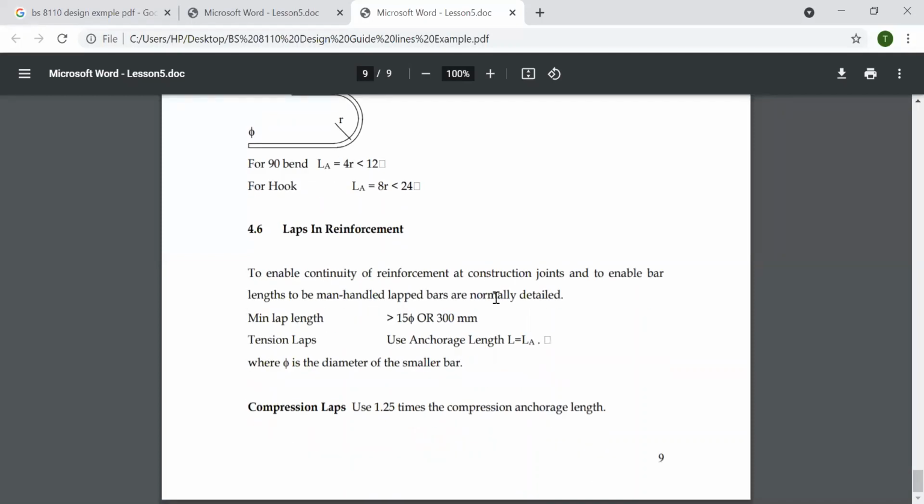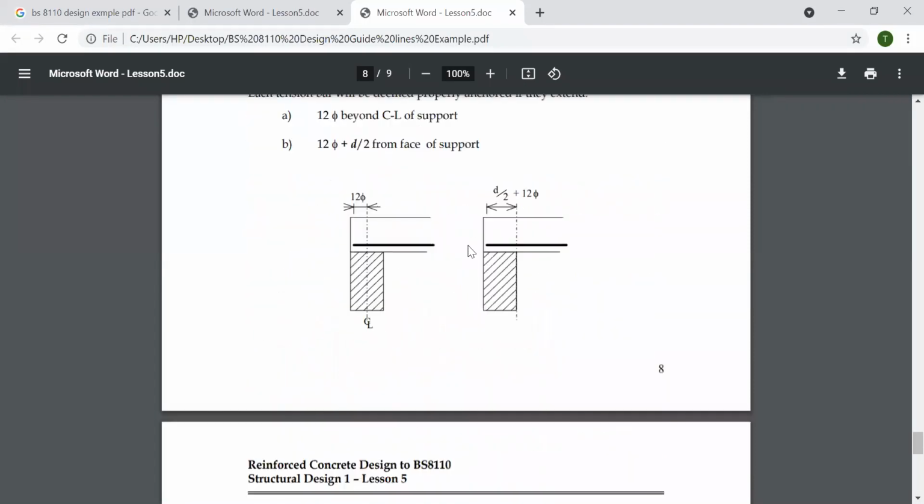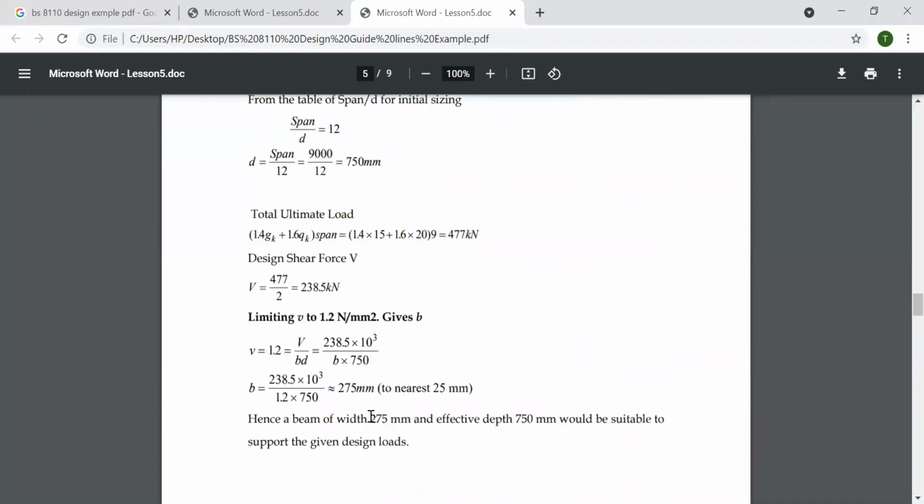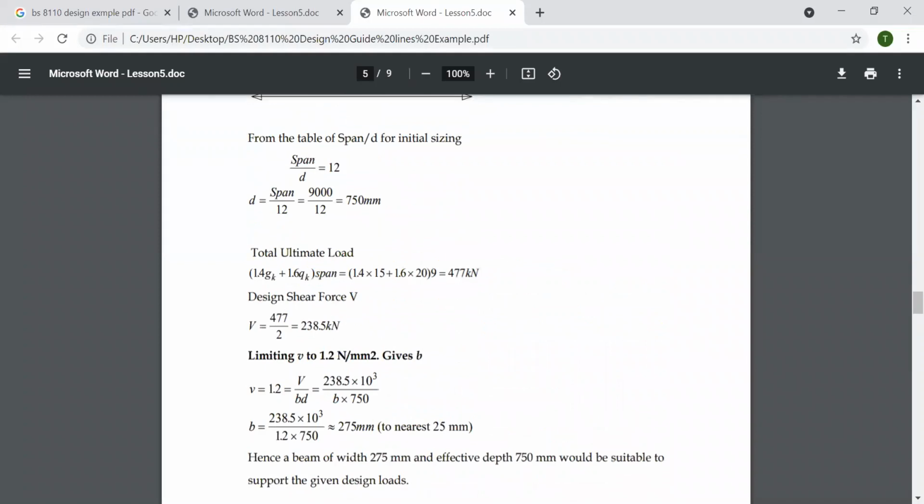The compression laps is used 1.5 times the compression anchorage length. So this is pretty much clear for you guys, right? This is all about the practically applicable guidelines and how you calculate the initial sizes, the thumb rules, and whatever the codal provisions given to you.